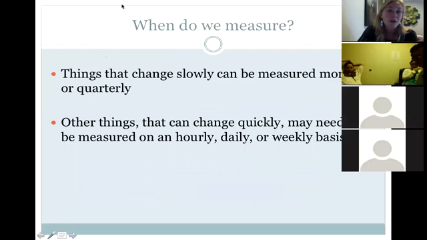When you think of how often to measure things, things that change slowly you can measure monthly or quarterly and just put on a quarterly dashboard. But then there's other things that need to be measured and recorded on an hourly, daily, or weekly basis. You'll have to figure that out for yourself, so don't worry, there's no rules about it.